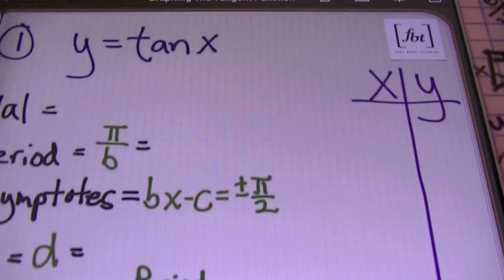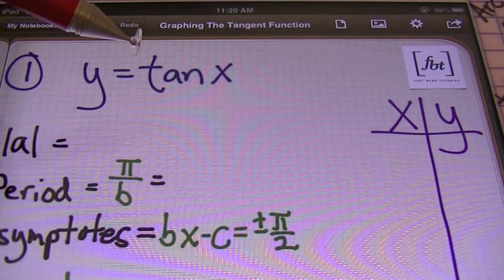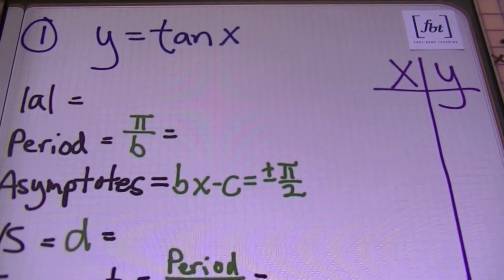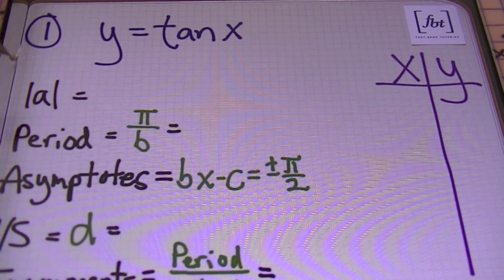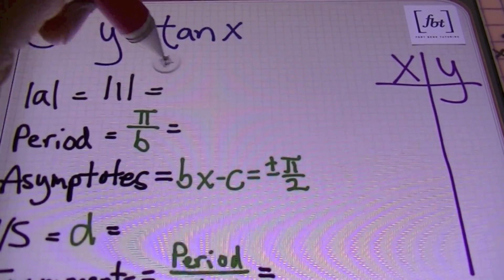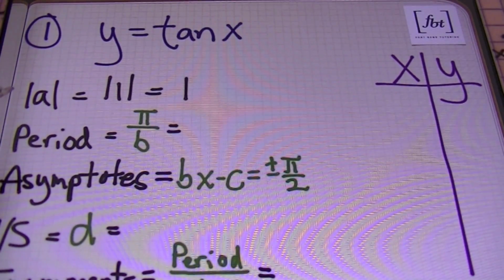Problem number 1. I have here y equals tan x. So what I want to do, first of all, ladies and gentlemen, is figure out all those values for a, b, c, and d to assist me in graphing the function. I know that the absolute value of a is going to give me my vertical stretch. In this function, my a value happens to be 1. So the absolute value of 1 is 1. And that's it. All right, that's that value.